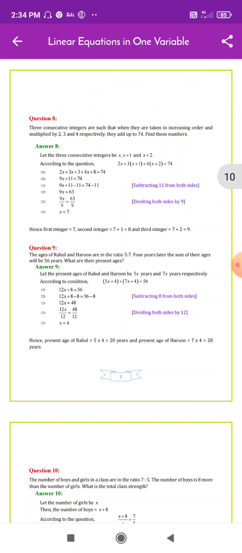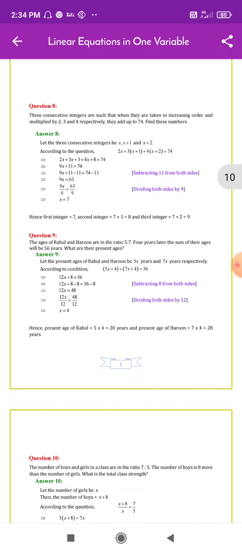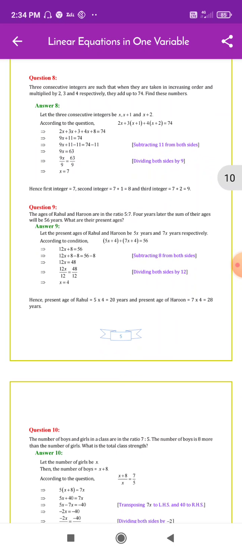Now see, we have to add the numbers of x. After adding, what will 2 plus 3 plus 4 be? 2 plus 3 is 5, 5 plus 4 is 9. So 9x, plus the numbers, 8 plus 3 is 11. That is 9x plus 11 equals 74. Now here plus 11 is given, so we have to subtract 11 from both the sides. So 9x equals 63.